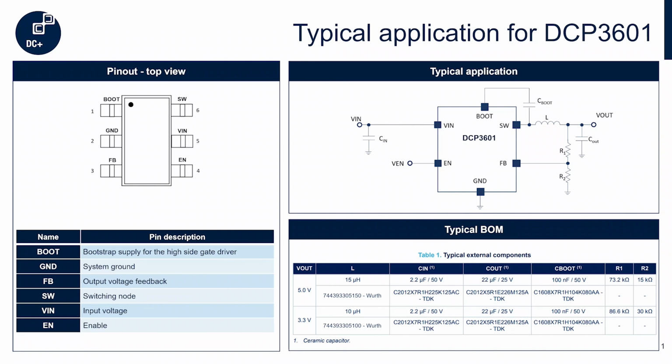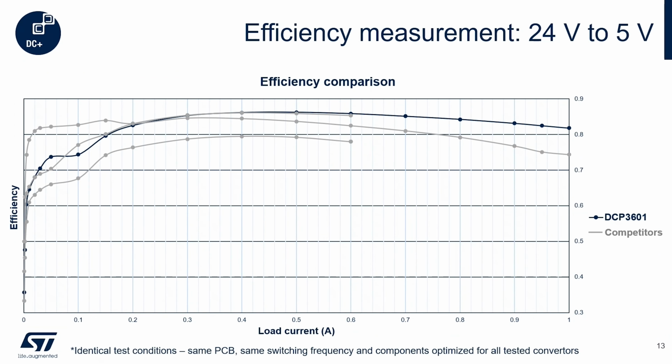And the typical applications, very simple to use device. It's an adjustable device, so the DCP3601, you can set the output voltage by using a couple of feedback resistors. And we actually include some guidelines on the more popular output voltages like 5 volts and 3.3 volts. So you have a preliminary selection of inductors, input, output, and bootstrap capacitors. Again, we want to make this as easy as possible for customers to use. Very efficient device. Again, it's a buck regulator, so it leverages very high efficiency.